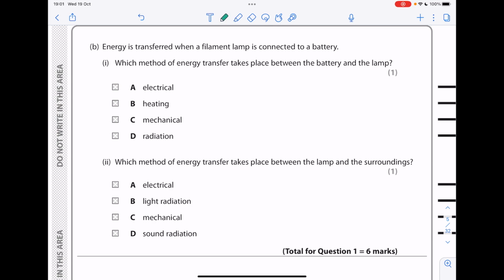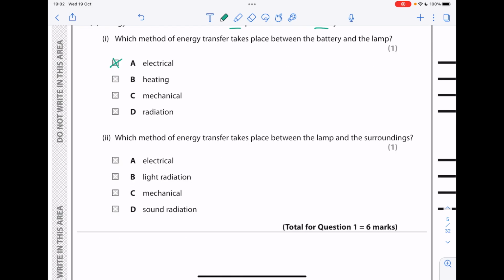Energy is transferred when a filament lamp is connected to a battery. Which method of energy transfer takes place between the battery and the lamp? That is electrical. Which method of energy transfer takes place between the lamp and the surroundings? Now notice with the lamp, the whole purpose of a lamp is to give off light, so that's going to be light radiation.